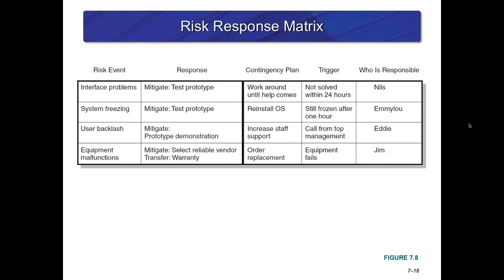All right, so what you do is you put this all together into this thing called a risk response matrix, okay? That will be: what is the risk event? Who's going to be responsible for it? And what's the response going to be? So if we have an interface issue, we're going to mitigate that by testing the prototype. If that doesn't work, then we're going to do a workaround until help comes. And then if it's not solved within 24 hours, we're going to say, hey, Niles, you need to figure this out, right? You broke it, okay?